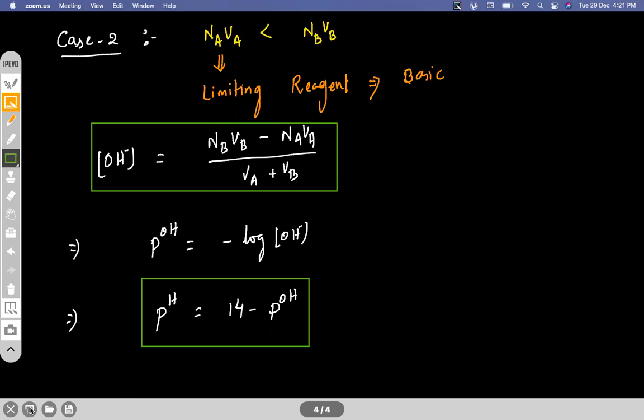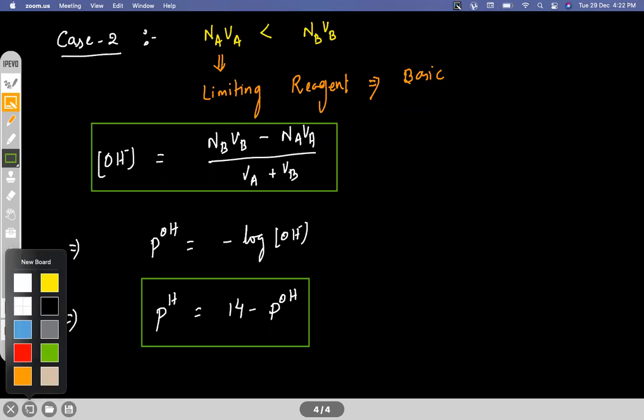Clear? Now, the third case also you can do. You can directly divide by 10 to the power minus 14. You'll get H plus concentration and then pH. That also you can do. No problem.